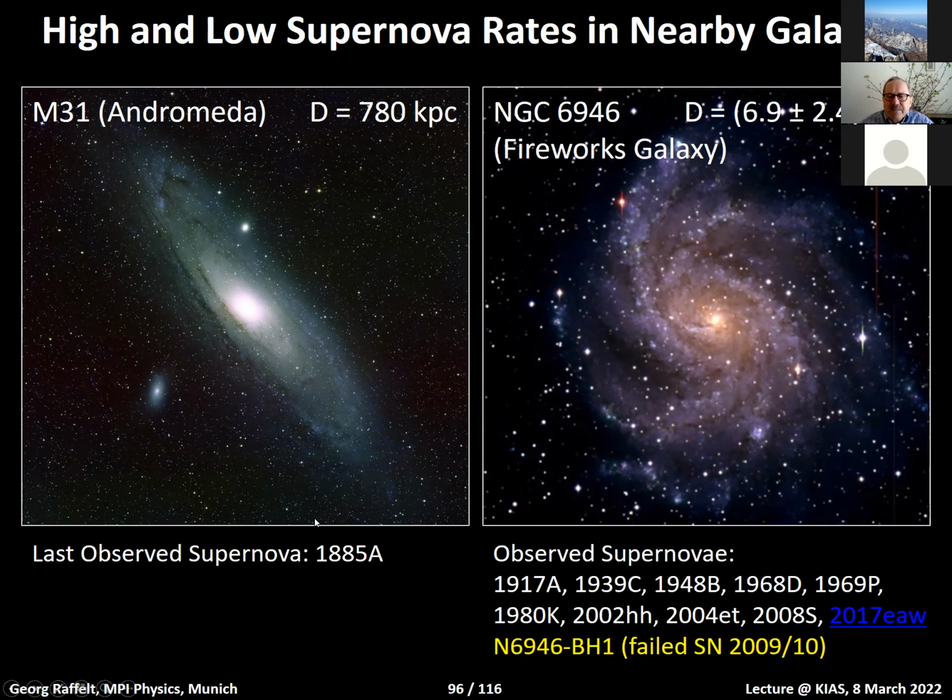Our neighboring galaxy, the Andromeda galaxy, which I showed earlier, had its last observed supernova almost 150 years ago, supernova 1885A. On the other hand, the so-called Fireworks galaxy, which is too far away for neutrino observations, has a supernova almost every 8 years. The most recent one was in the year 2017, and actually I want to show you this one just as a cultural point.